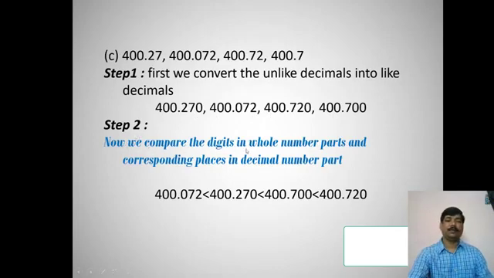Now we compare the digits in the whole number parts and the corresponding place in the decimal part and write the ascending order. You can also write by another method, as I told you: ignore the decimal. After ignoring the decimal, you will get all the numbers as whole numbers, and you can compare the whole numbers easily and write in ascending order.